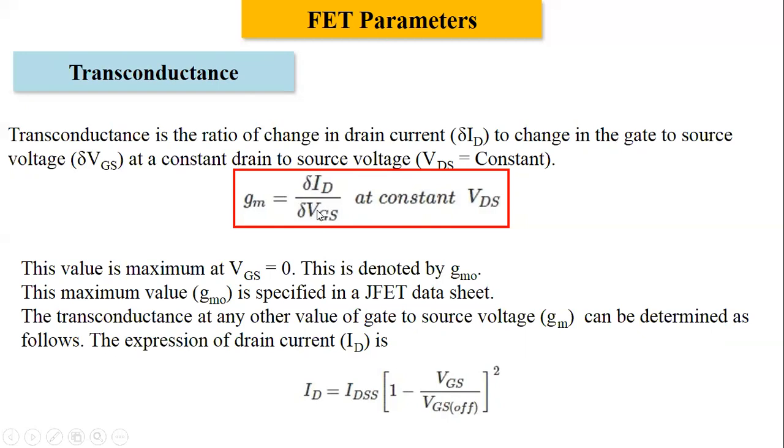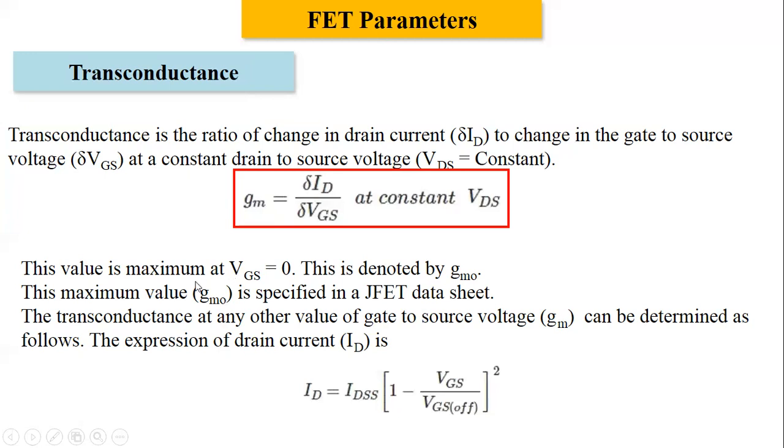That will give us the transconductance. The inverse of transconductance is resistance, that is voltage upon current, and the inverse of resistance is transconductance, that is current upon voltage. So we have to relate input and output: the output is drain current and the input is gate to source voltage. So the change in drain current with respect to change in gate to source voltage, while keeping the drain to source voltage constant, is the transconductance, and it is denoted by GM.